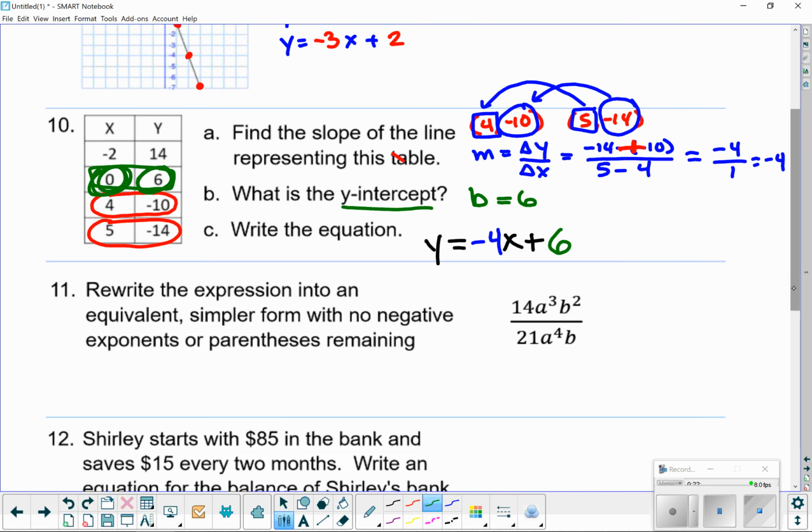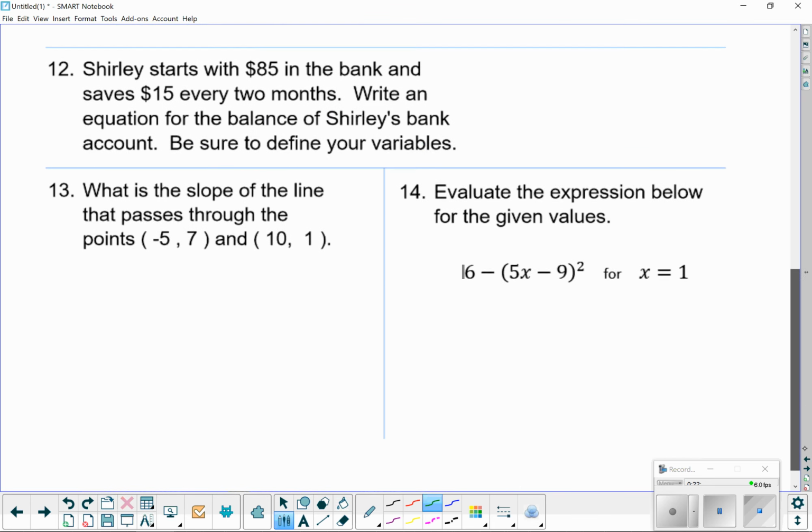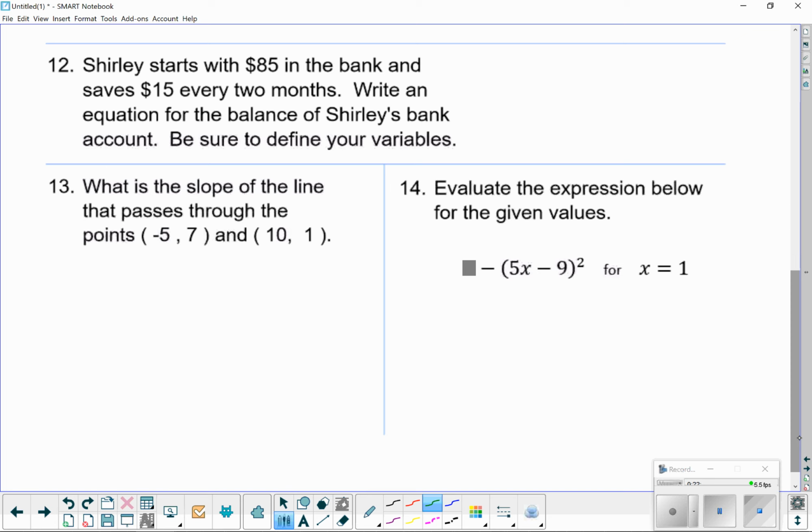And we're going to go ahead and skip number 11, which you don't have. And number 12, Shirley starts with $85 in the bank. Again, that's our zero term. The key word is she starts with, or she initially has, or whatnot. So our equation, and I can see later on it says write an equation, and I haven't even finished reading it, and I can see that out of the corner of my eye.